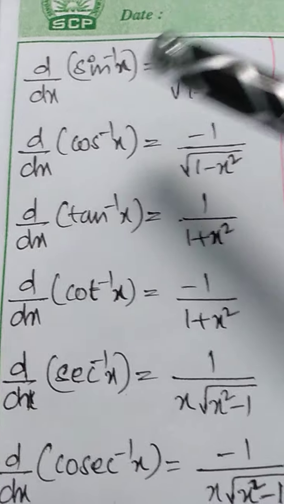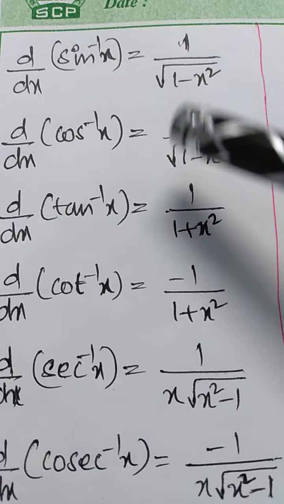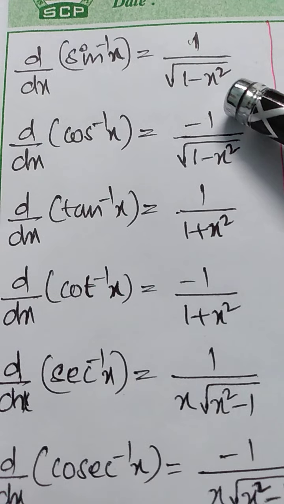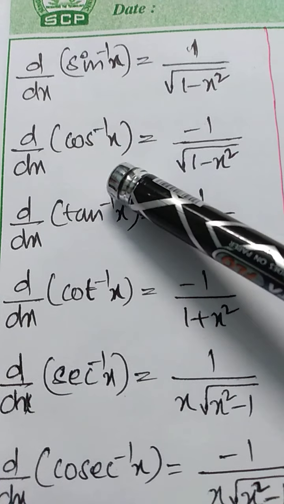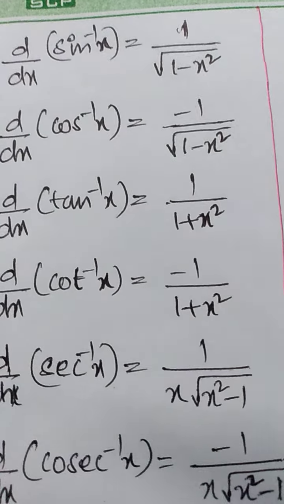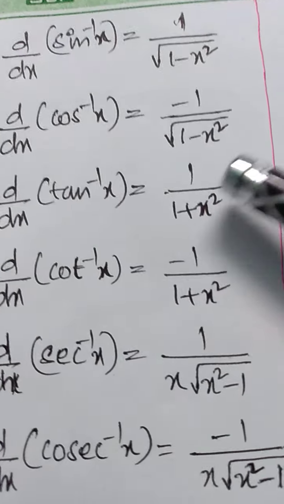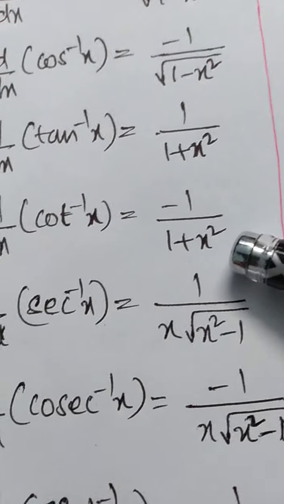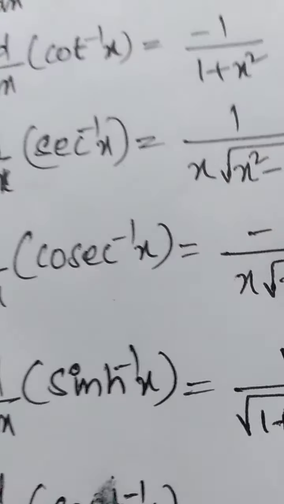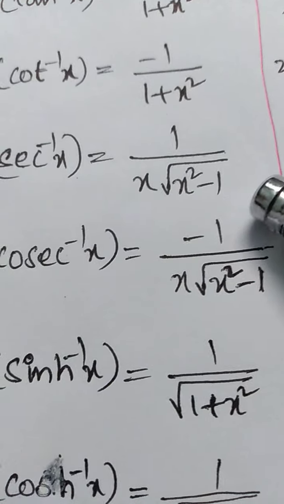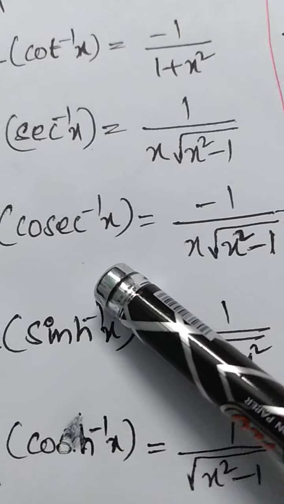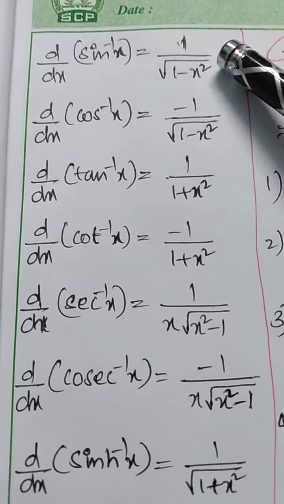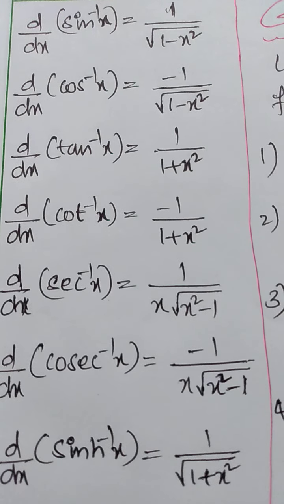Okay, these are the differentiation of inverse trigonometric functions. Derivative of sin inverse of x is equal to 1 by under root of 1 minus x square. Derivative of cos inverse of x is equal to minus 1 by under root of 1 minus x square. Derivative of tan inverse of x is equal to 1 by 1 plus x square. Derivative of cot inverse of x is equal to minus 1 by 1 plus x square. Derivative of secant inverse of x is equal to 1 by x into under root of x square minus 1. Derivative of cosecant inverse of x is equal to minus 1 by x into under root of x square minus 1. These are all differentiation of inverse trigonometric functions.